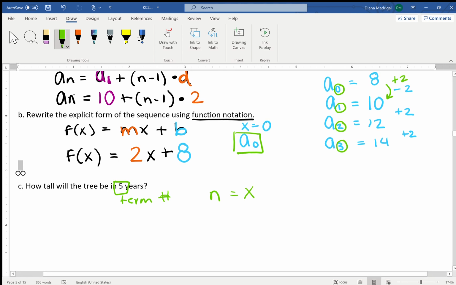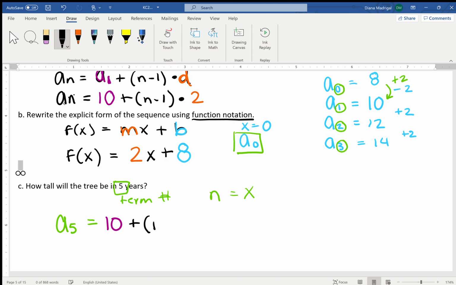I'm going to do both of them so you know that you get the right answer for both. So you have A5, because that's the term number, equals 10, plus n, which we know is 5, minus 1 times d, which in this one is 2.